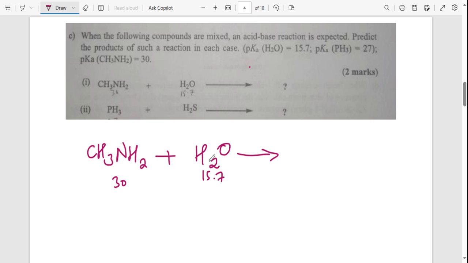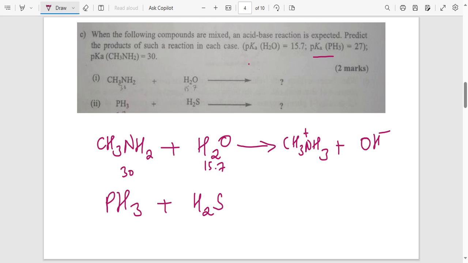So the lower the pKa, the stronger the acid. The one which is a stronger acid would donate a proton because acids are proton donors. So the CH3NH2 will gain another hydrogen, so it becomes CH3NH3. Every time a compound gains a hydrogen, it becomes positively charged. So the nitrogen will become positively charged. Water has lost the hydrogen, so it will remain negatively charged.